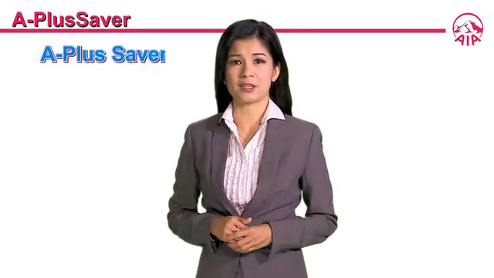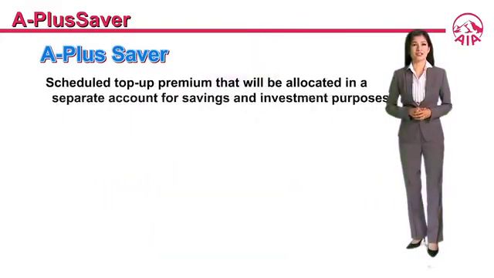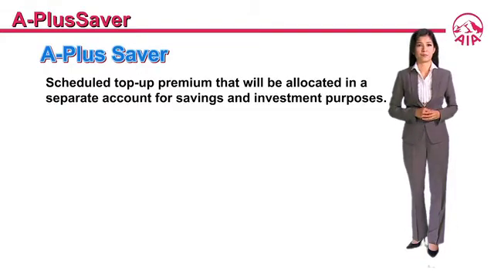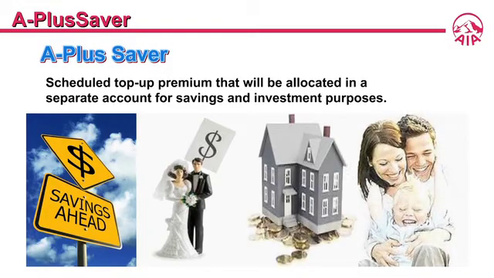The policy owner has the option to purchase additional units through A+ Saver. This is a scheduled top-up premium that will be allocated in a separate account for saving and investment purposes. The allocation rate for A+ Saver is 95% of the A+ Saver premium.